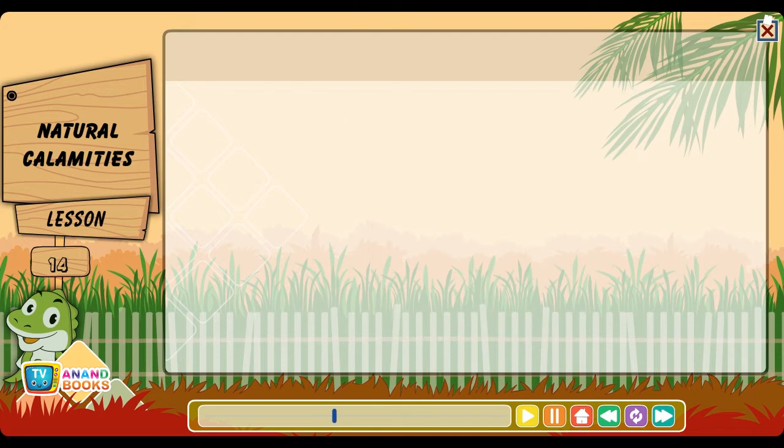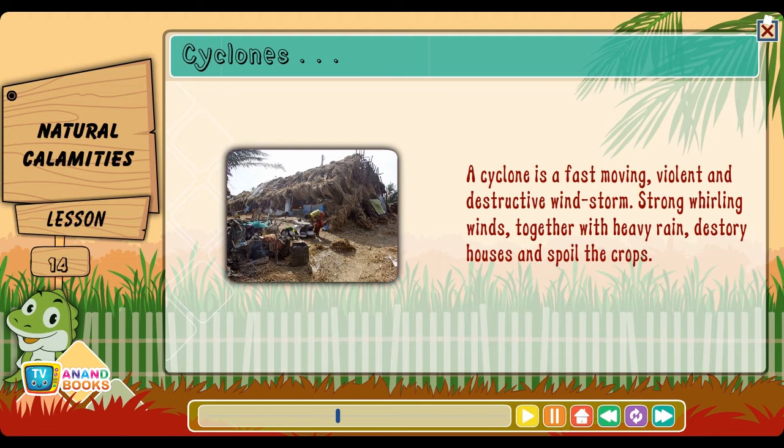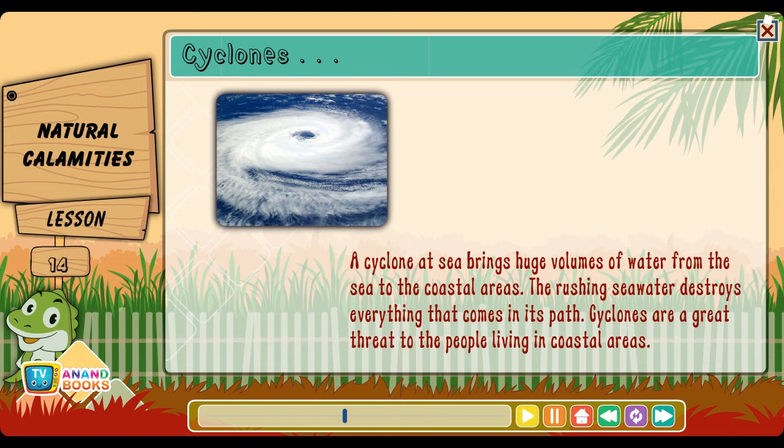Cyclones. A cyclone is a fast-moving, violent and destructive windstorm. Strong whirling winds, together with heavy rain, destroy houses and spoil the crops. A cyclone at sea brings huge volumes of water from the sea to the coastal areas. The rushing seawater destroys everything that comes in its path. Cyclones are a great threat to the people living in coastal areas.